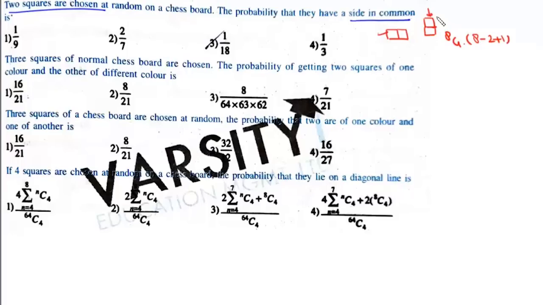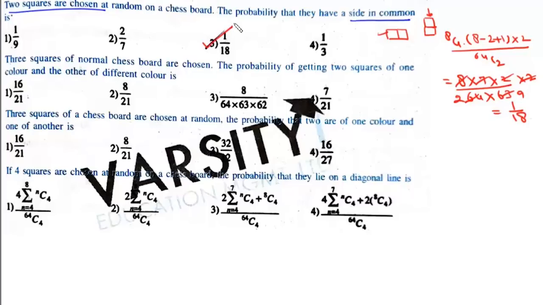In the same way, from 8 vertical we can choose any one in 8C1 ways, and again from 8 squares 2 connected can be done in 8 minus 2 plus 1. So total cases will be this into 2 divided by 64C2. Now this is 8 into 7 into 2, and this is 64 into 63 into 2. Now this is 8, 4, this is 2, and 7, 9. So this probability will be simply 1 by 18. So the probability that they have a side in common is 1 by 18, and that's your option 3.